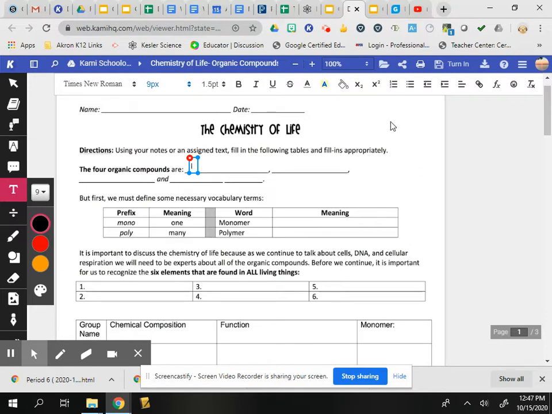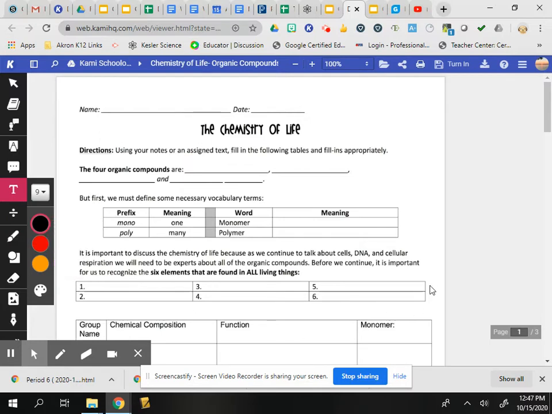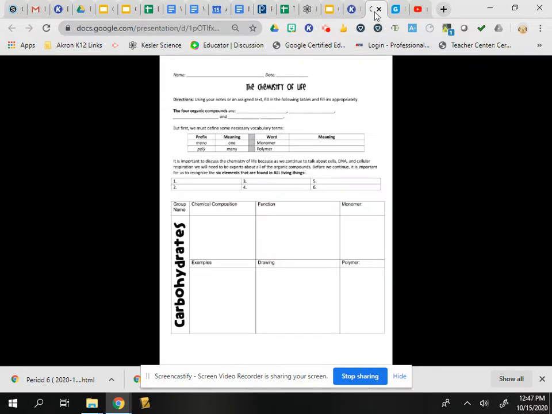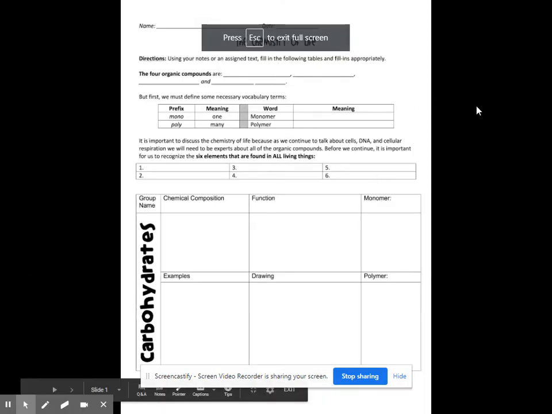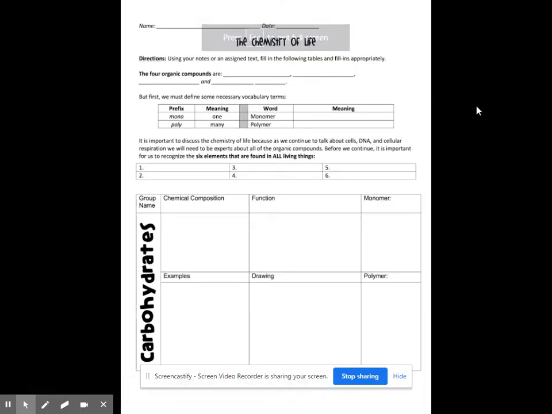Sometimes as I'm going through these, I give you additional thoughts and ideas, and you may want to write those off to the side somewhere. You can do that with a text box, or you can use your drawing tool. I'm going to go through using my key here, and we're going to go through and talk about how to fill this in. So it says using your notes or assigned text, fill in the following tables and fill-ins appropriately.